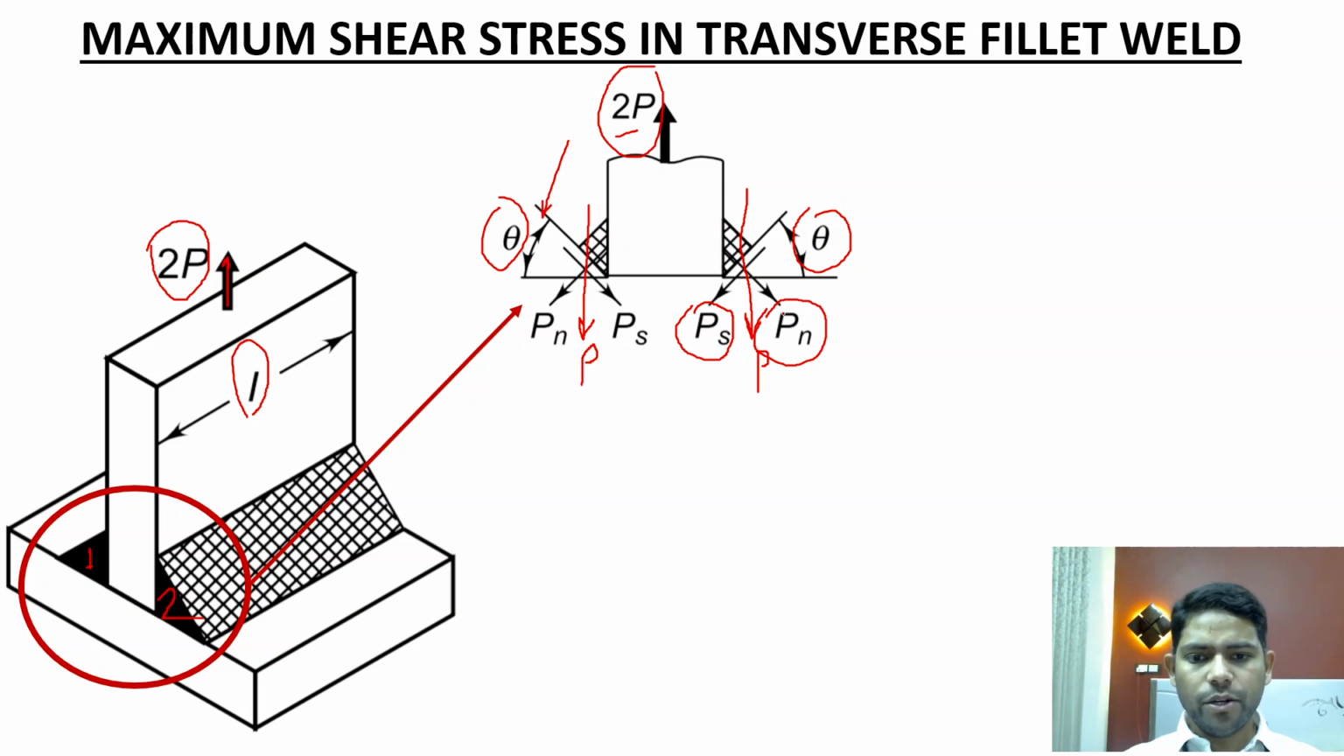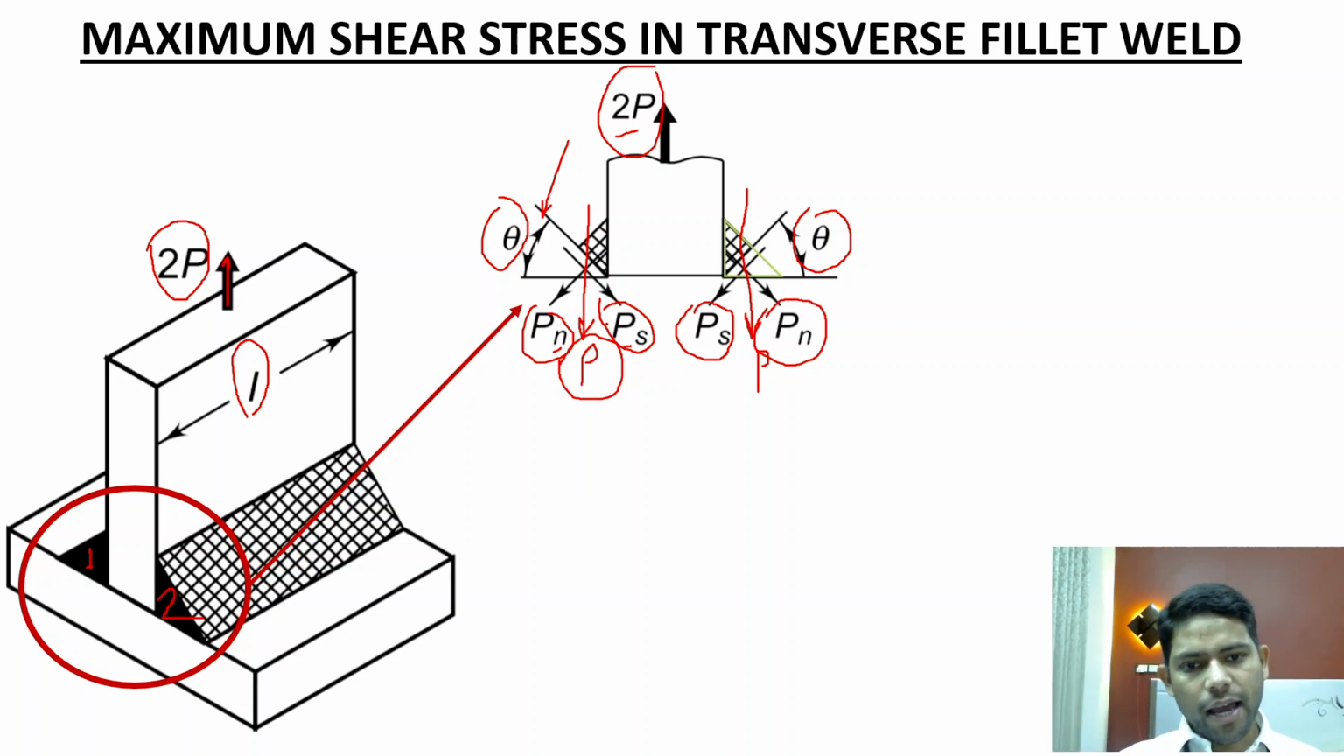Both the forces are perpendicular to each other. This PS, or the shear force, is parallel to the plane which is inclined at an angle of theta where the maximum shear stress is induced, and the normal force PN is perpendicular to the shear force. The resultant of both the forces is P, which is acting vertically downwards. Since the resultant of PN and PS is acting vertically downwards, the horizontal components of PN and PS are equal and opposite in nature.